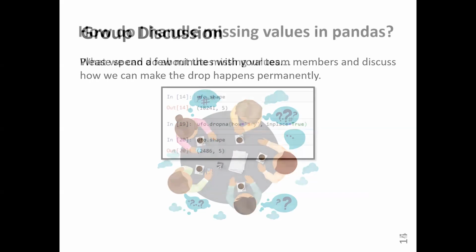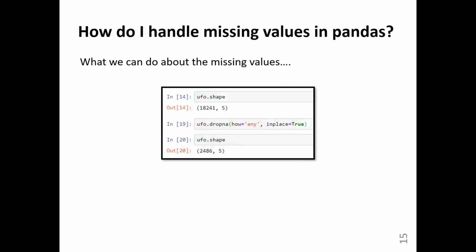Yeah, what if we want to do it permanently? Don't worry, we have the data set so we can replace it. Everybody, please say inplace equal to true. And if you check the shape after that, then it says, yes, we have just 2,400. Whenever you are done, please give me a signal.